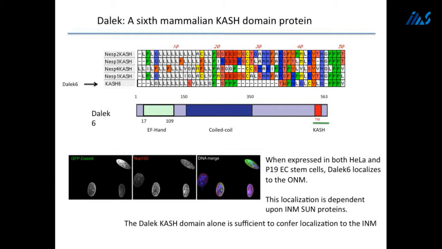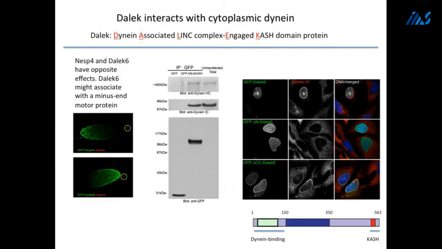If we put a tagged form into HeLa cells, it localizes to the nuclear envelope in a SUN-dependent manner. Actually, these are P19 EC cells. But if we put it into these cells, it localizes to the nuclear envelope in a KASH and SUN-dependent manner. So it's behaving exactly as a LINC complex, as a KASH domain protein should.